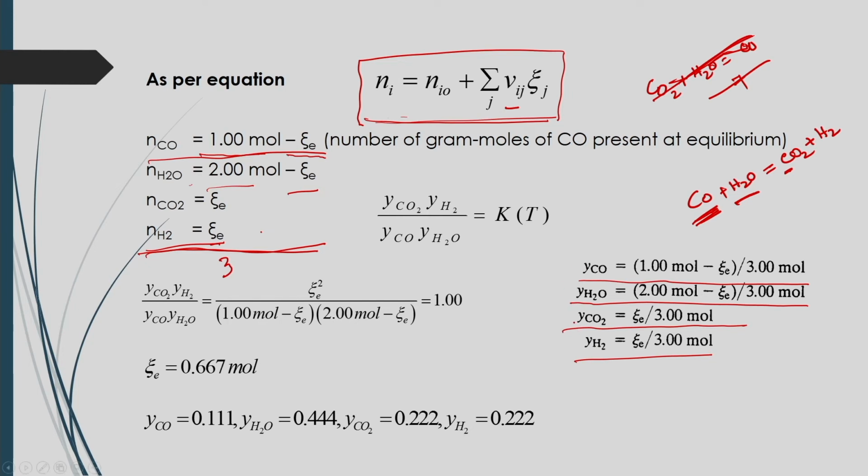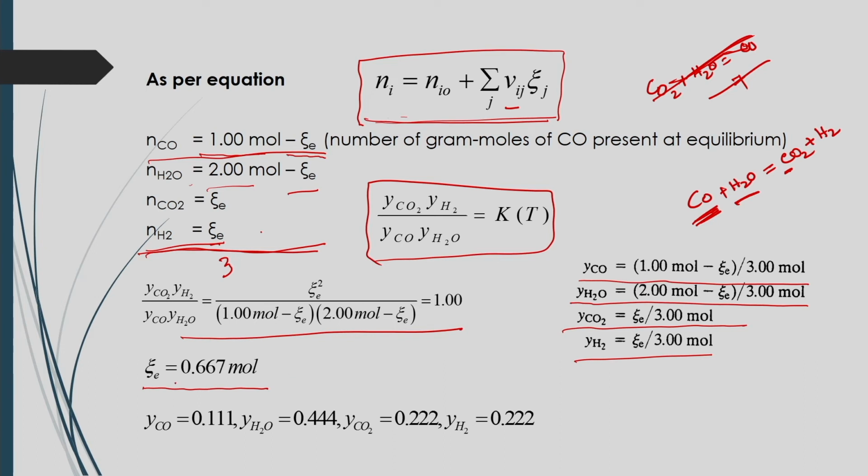Now, after substitution of the mole fractions of all these components, carbon monoxide, water, carbon dioxide and hydrogen, in this equilibrium equation, you can get the final form of the equation after simplification. After solving, you will see that ξ will be equal to 0.667. This is called the extent of reaction at its equilibrium condition.